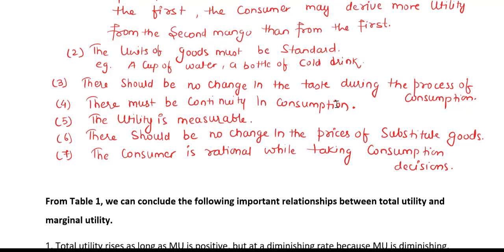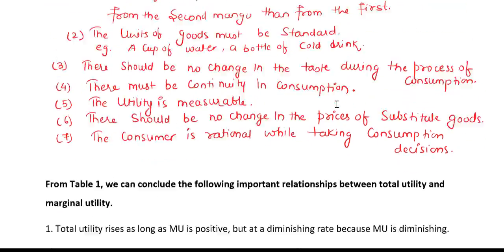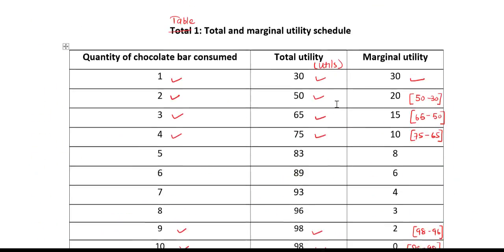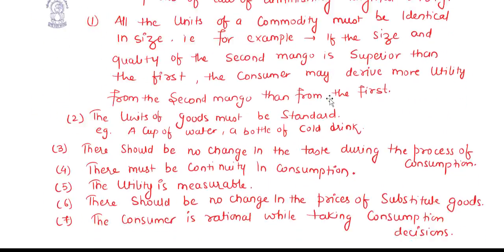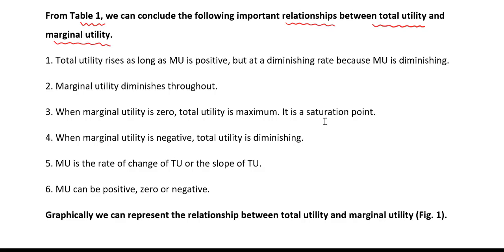So this was all about the assumptions of the law of diminishing marginal utility. Students, we had already seen this table 1. What we derived from these assumptions and table 1, what we learned about the law of diminishing marginal utility, is the important relationship between the total utility and marginal utility. Let's see the relationship that we had learned by this table.